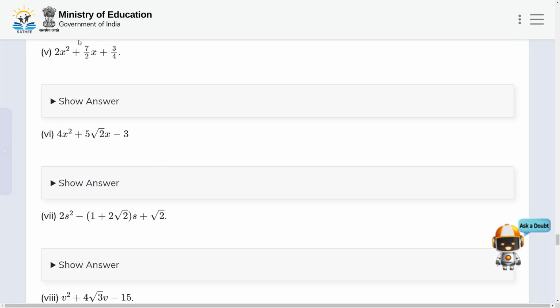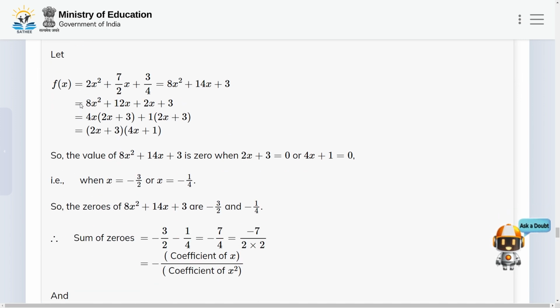In the fifth one, here we have this quadratic polynomial 2x² + (7/2)x + 3/4. Now let us see the answer. First of all, let f(x) = 2x² + (7/2)x + 3/4, and you can write it as 8x² + 14x + 3. It is equal to 8x² + 12x + 2x + 3, and this is equal to 4x(2x + 3) + 1(2x + 3), and this is equal to (2x + 3)(4x + 1).